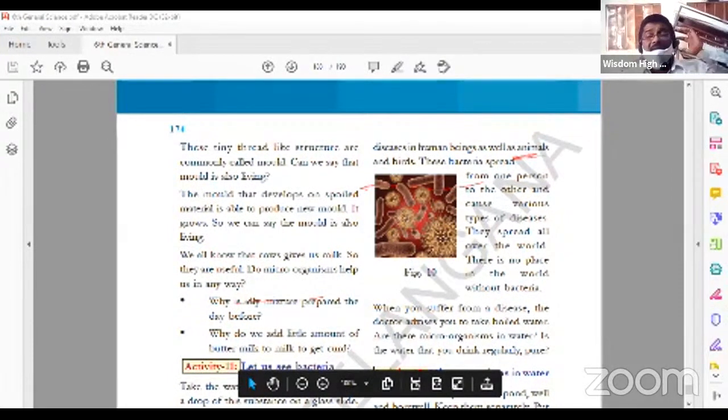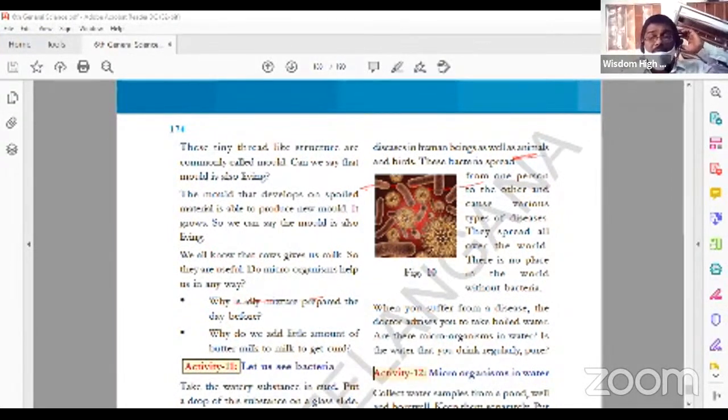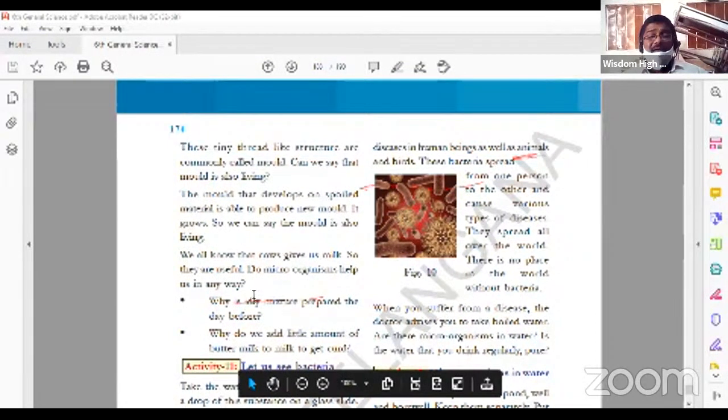Spoiled material is able to produce a new mold. It can use that new mold, and it grows. So that's why mold is also a living thing. Mold is also living.